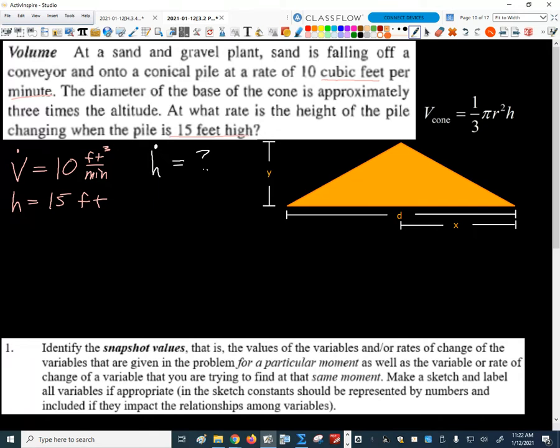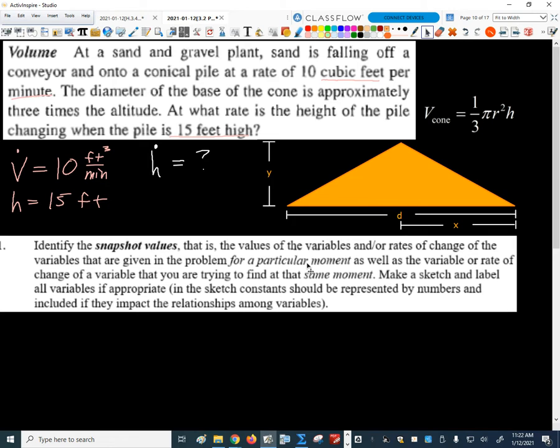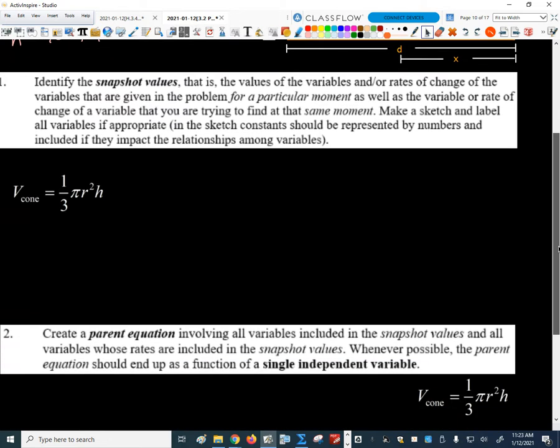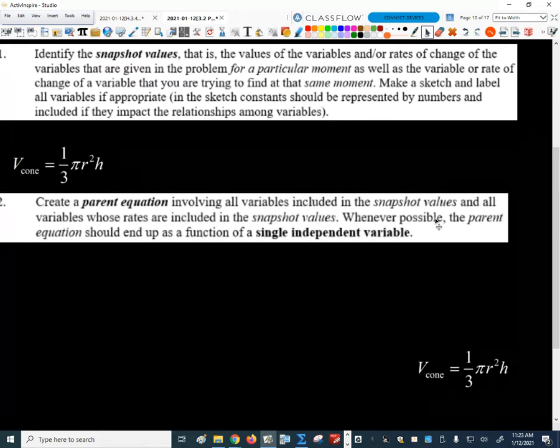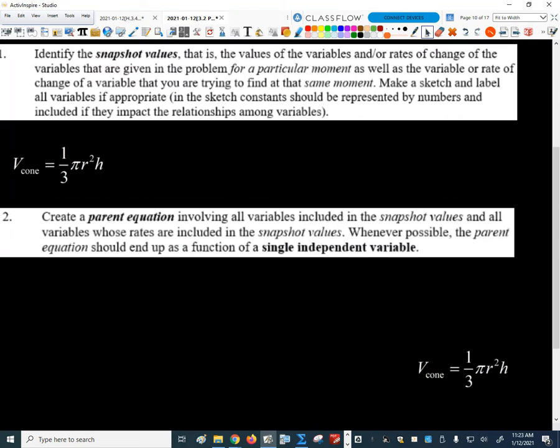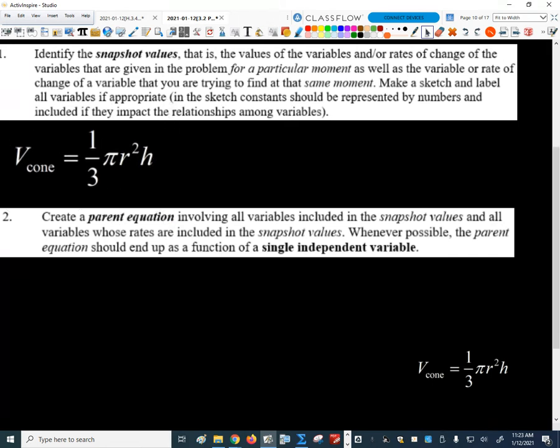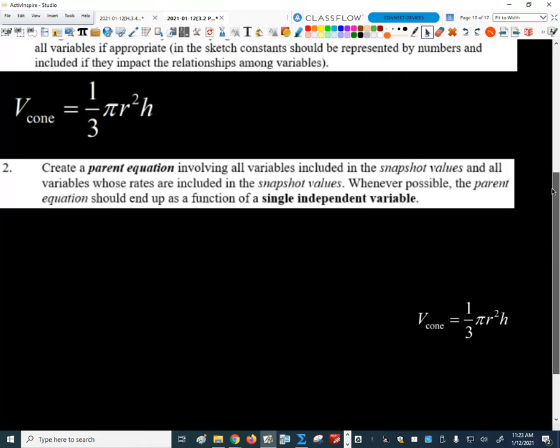Okay, so we could take the volume of the cone here, right? And we have our picture, the volume of the cone, and we should be able to differentiate that, right? So there's our parent function. And now, okay, so we did that. We created a parent function. Let's make this a little bigger. And so now we should be able to differentiate that for step 3 implicitly with respect to t, right?